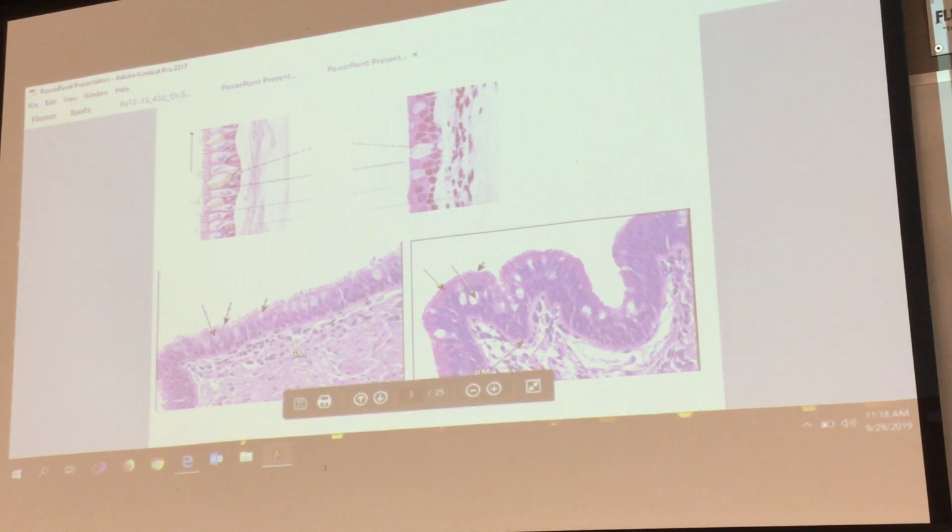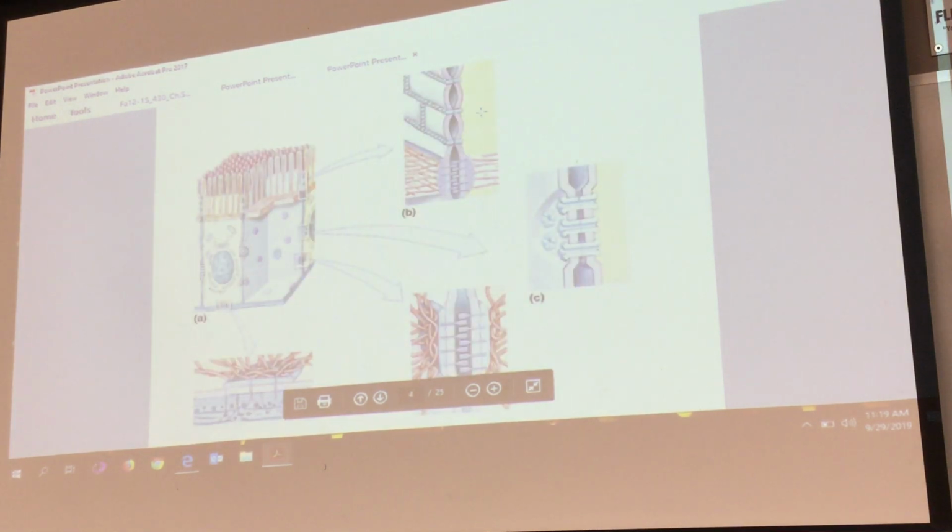So what's the BM here? Basement membrane, not bowel movement. How about this stuff here? It is areolar connective tissue. Type of membrane junction? Tight or occluding here.